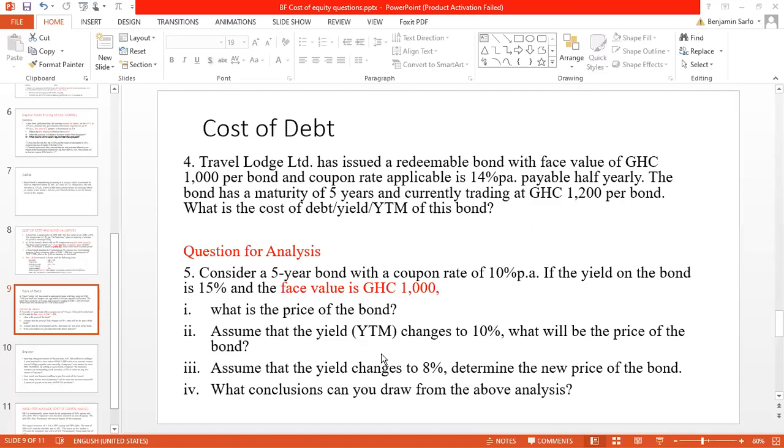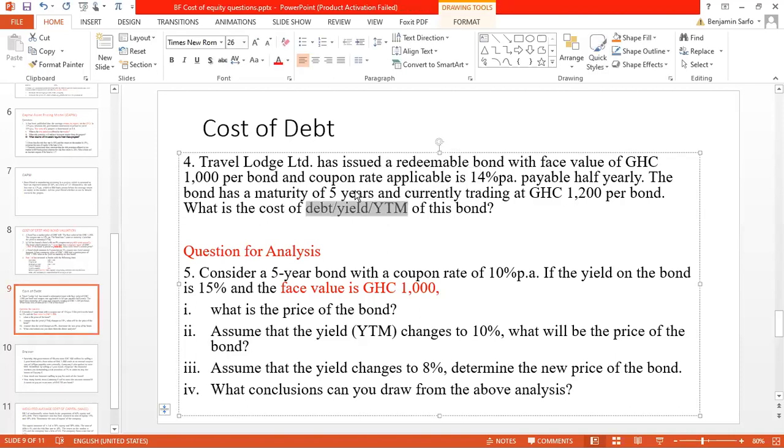The cost of what? Debt. We have done the cost of equity. We should be able to determine the cost of debt, which we call what? In the bond situation, we call it yield, or what? Yield to maturity. Remember, I've said that they are the same thing. Okay, yield or yield to maturity.